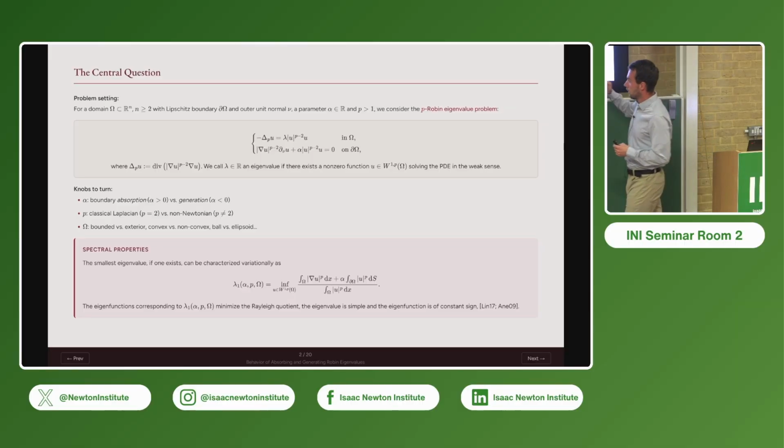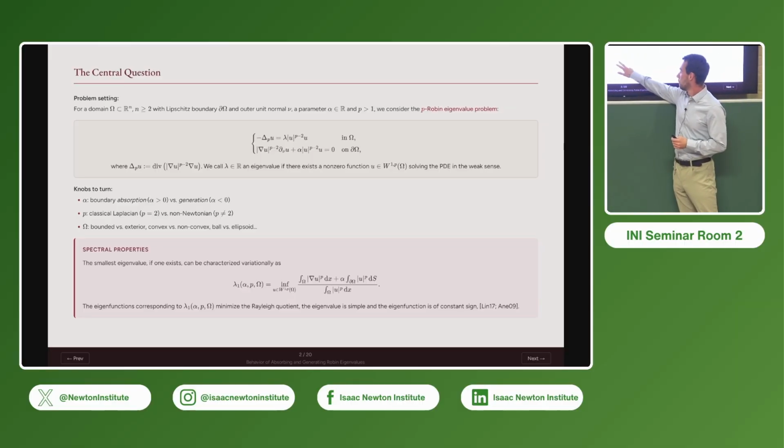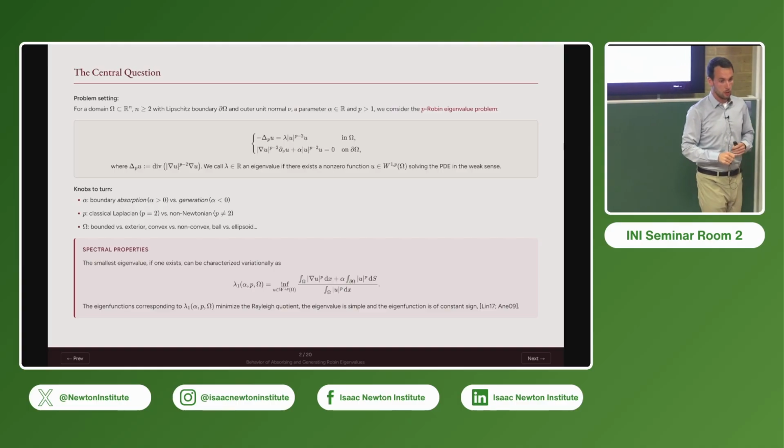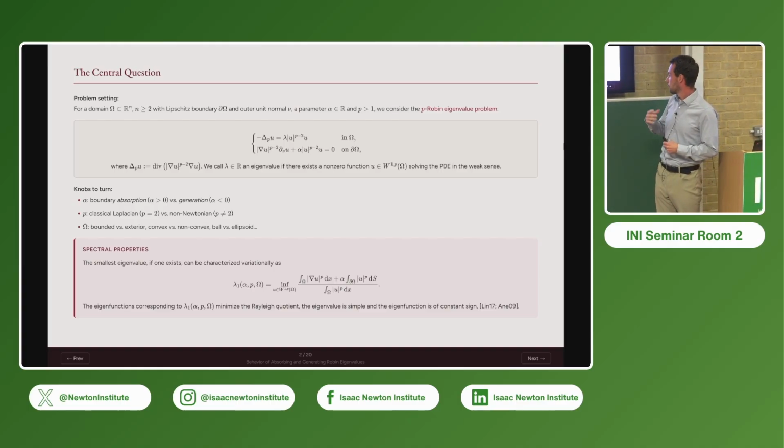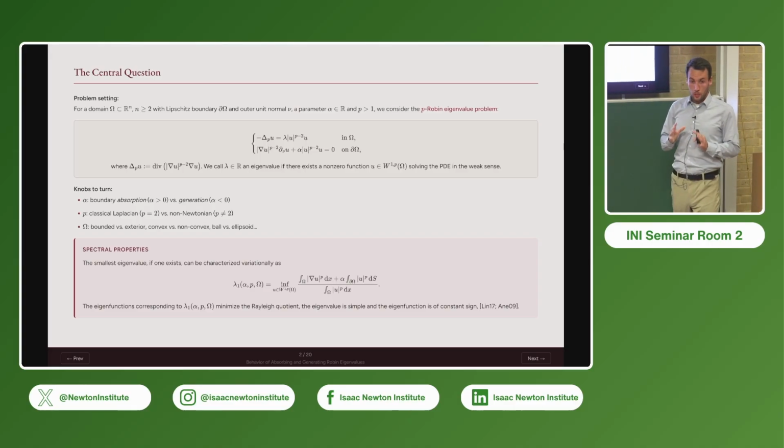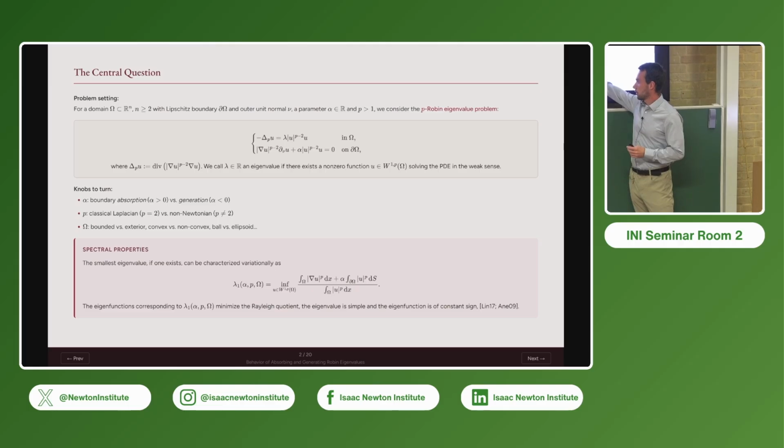So for instance, this infimum, in fact, is a minimum. The function where the minimum is attained is an eigenfunction associated to lambda 1. The first eigenvalue is simple. The associated eigenfunctions are of constant sign, and so on. We completely focus on the first eigenvalue, so we can always use this variational characterization.